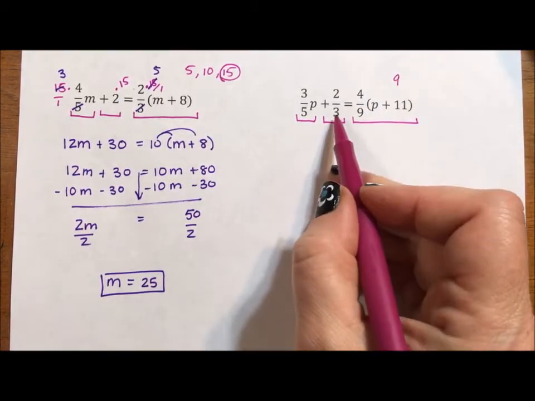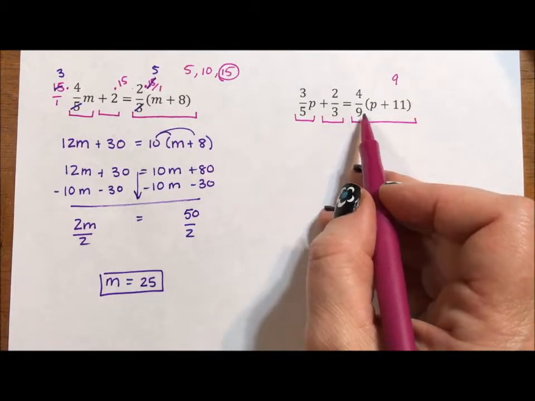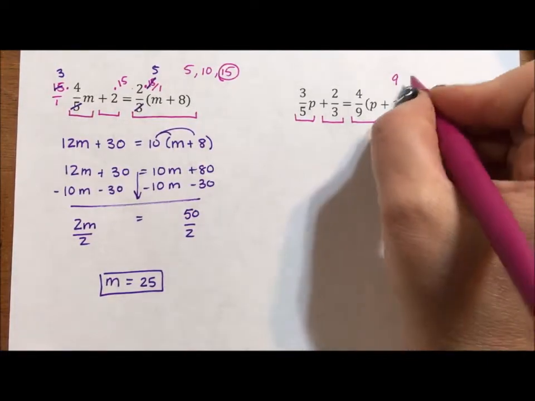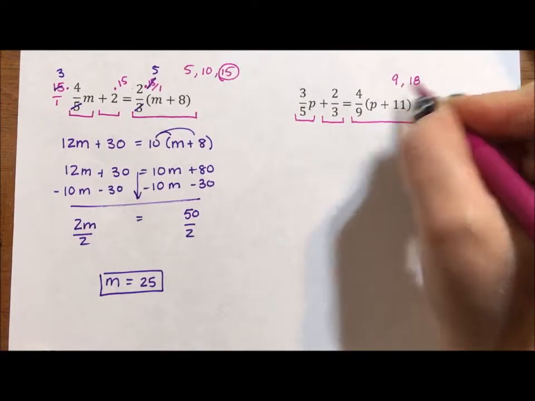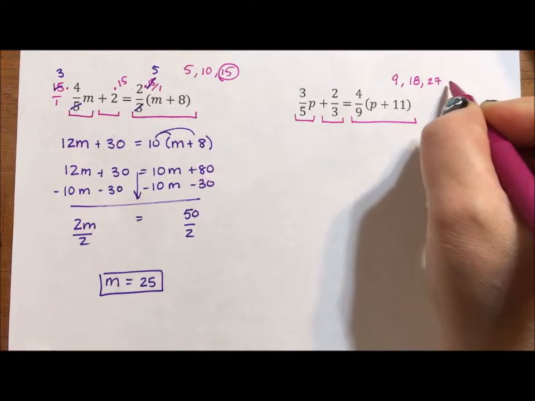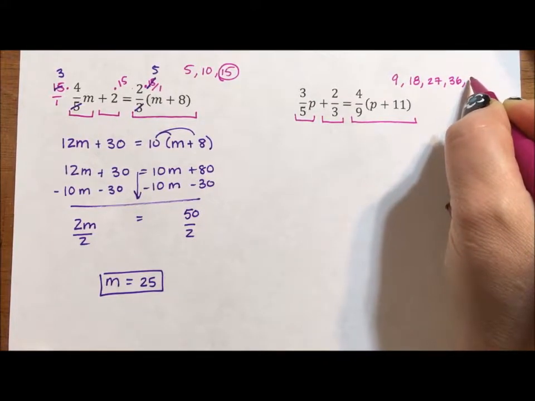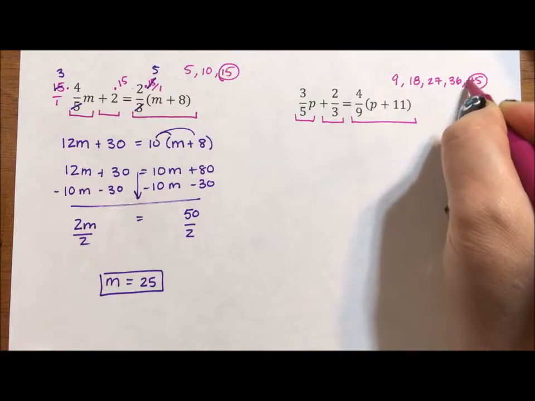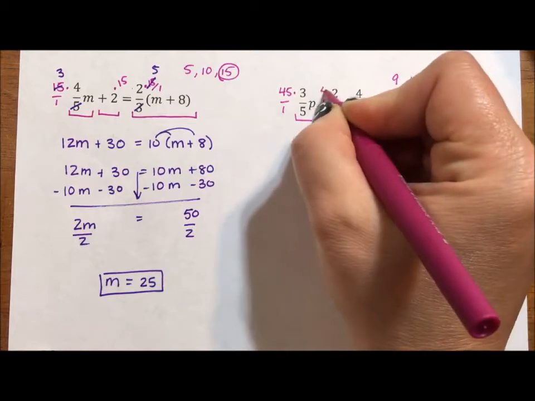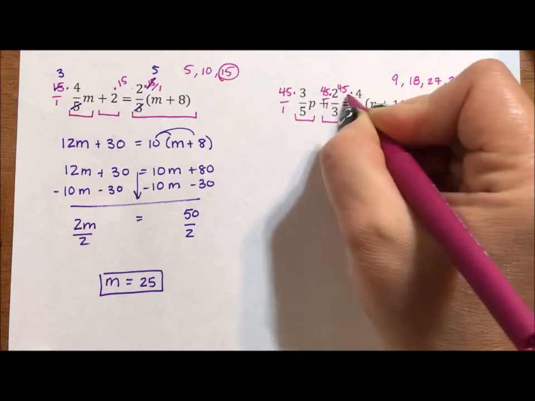5 does not go into 9. We don't have to worry about the 3. 3 goes into anything 9 goes into, so the 3 we get for free. If 9 goes into it, 3 goes into it. So we're really just looking at the 9 and the 5. 9 plus 9 is 18. 5 does not go into 18 because 5 only goes into things that end with 0 or 5. 18 plus 9 is 27. No. 27 plus 9 is 36. No. 36 plus 9 is 45. Ding, ding, ding! Multiply 45 over 1 to each of my 3 terms.